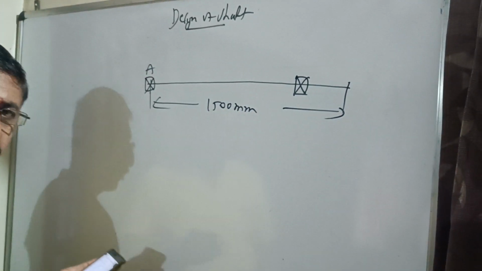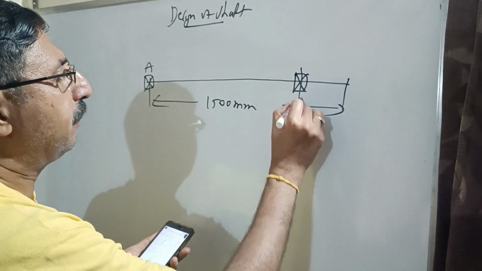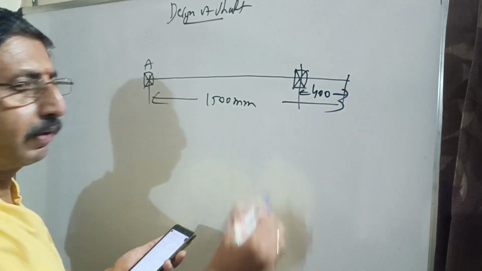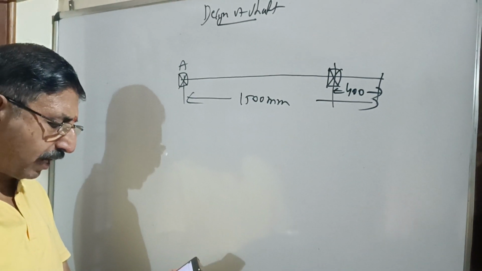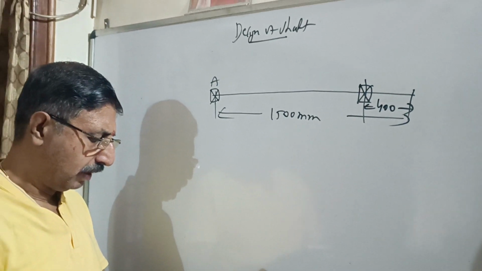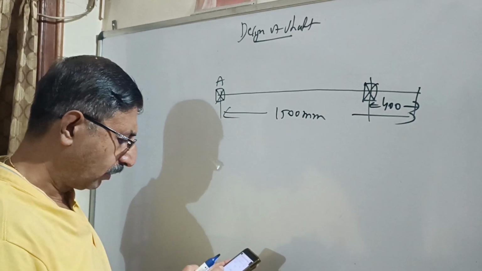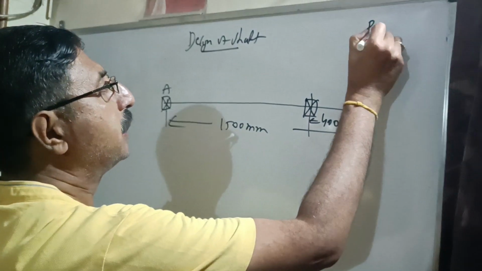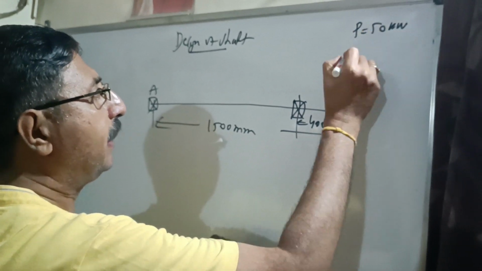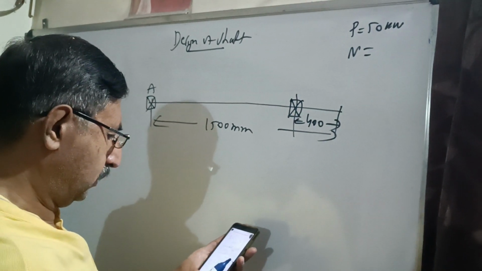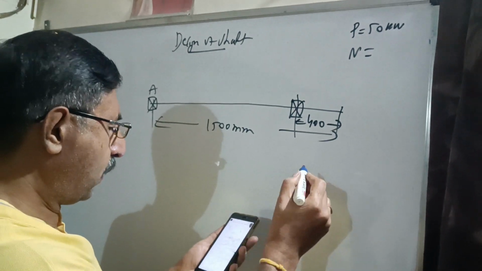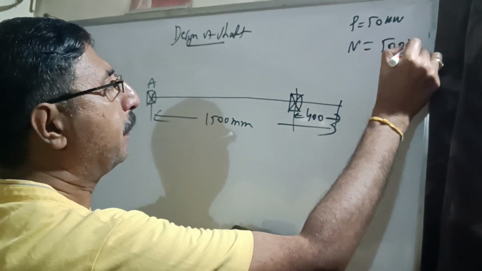Point A is at the left extreme end of the shaft. Point B is at a distance of 400 millimeter from the right extreme end of the shaft. The shaft transmits a power of 50 kilowatt at a speed of 500 rpm.